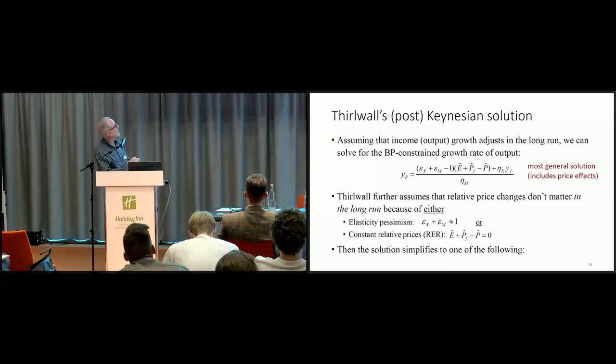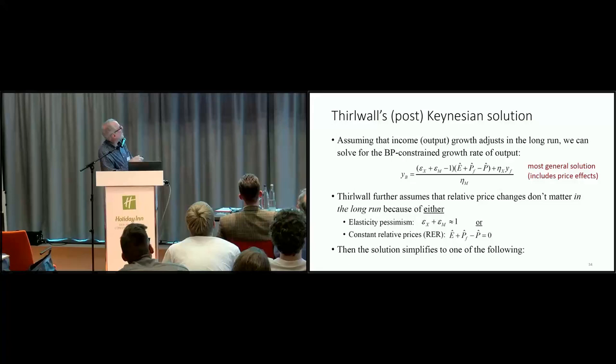this equation up here, where it's a function of the change in the real exchange rate multiplied by the sum of the two price elasticities minus one. If you've studied your old-fashioned mainstream international finance, you know that those are the Marshall-Lerner elasticities, and then all divided by the income elasticity of import demand. Oh, and on the right here, very important in the numerator, is the income elasticity of export demand times foreign income. Now, Thirlwall and his followers have always made one of two assumptions to get rid of these relative price terms.